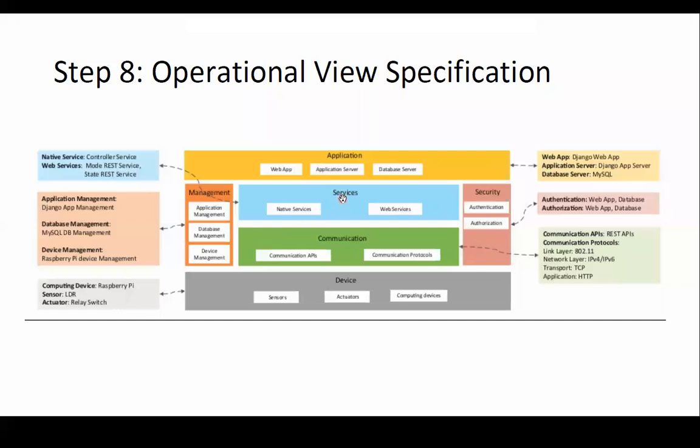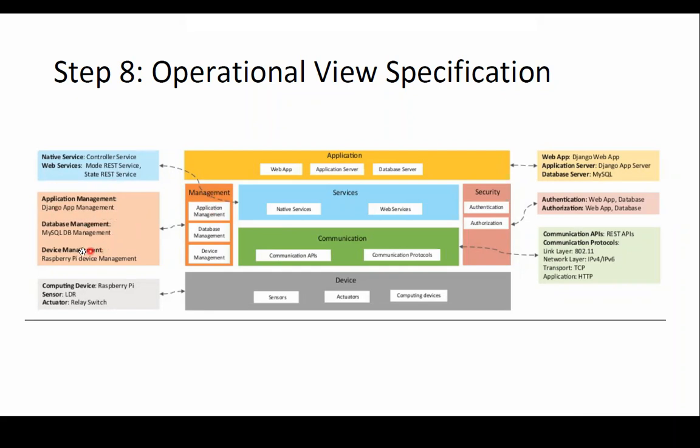Whereas which different services can be used? The native services used are the controller service, and the web services used are the mode REST service and the state REST service. Just try to understand that these are some kinds of services that can be used to control a home automation application. Then which application management is used for your home automation?